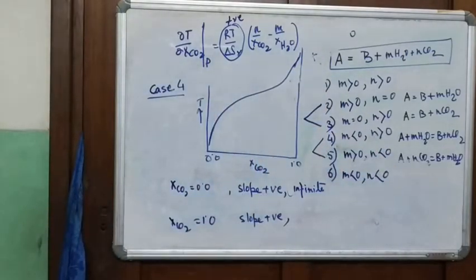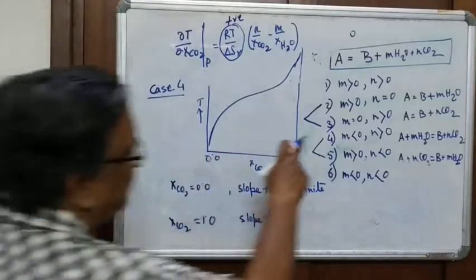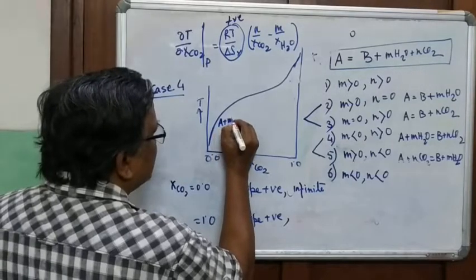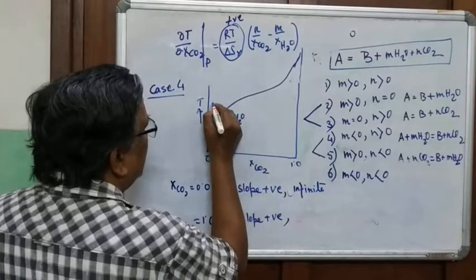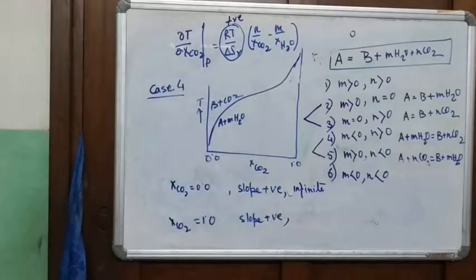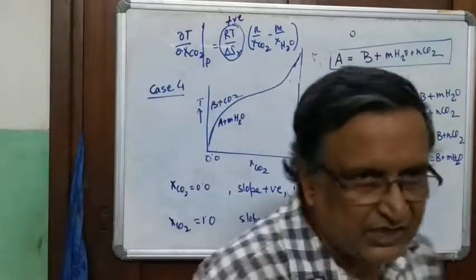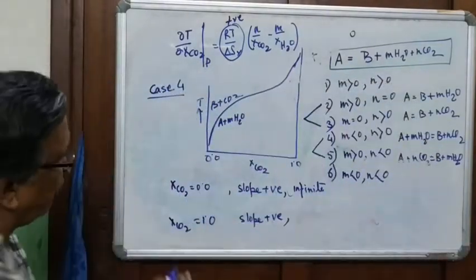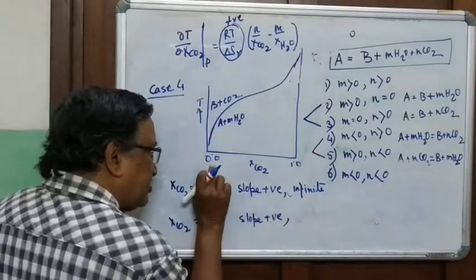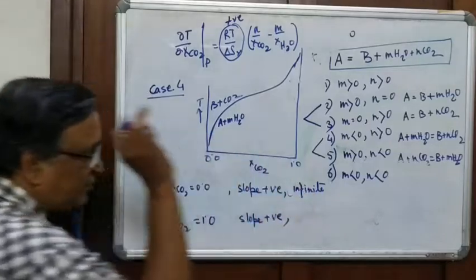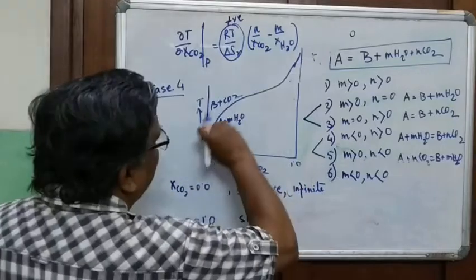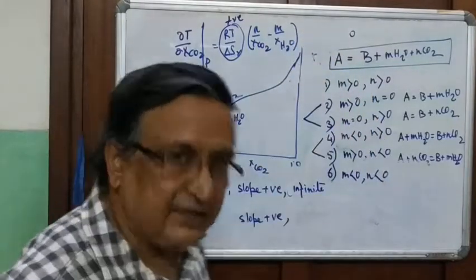This is how the reaction would look if you are in this type of a reaction, where you have A plus MH2O is equal to B plus CO2. This is how the reaction would look. It always has a positive slope and is infinite at both ends, at XCO2 equal to 0.0 and XCO2 equal to 1.0. So obviously it will be a curve like this to justify it.